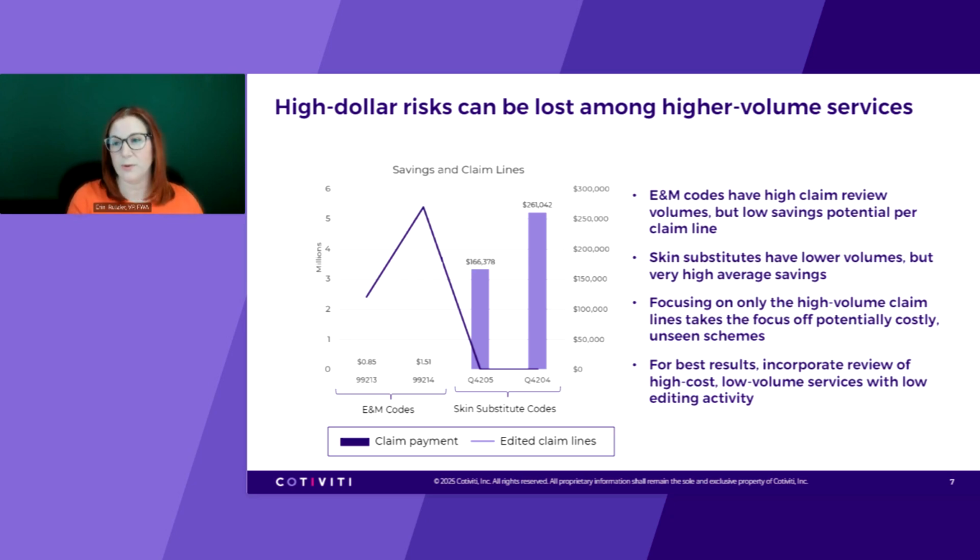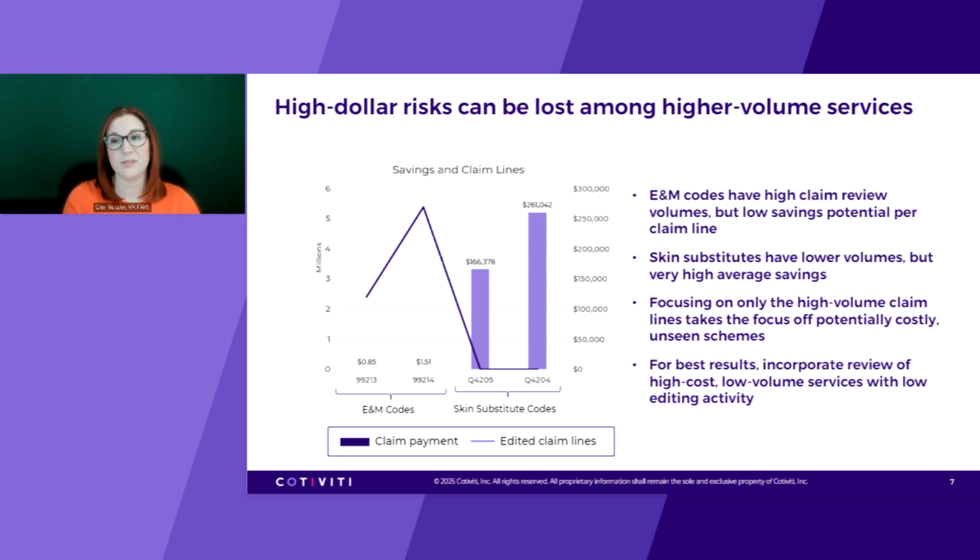Whereas for the Q codes, again, the codes we're going to talk about today, because I want to center us there, are very high dollar, but they're very low volume. So we wanted to show this to you to say, when you look at all that top spend area, the high volume area, you may miss something like this.